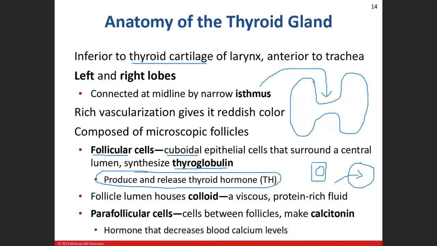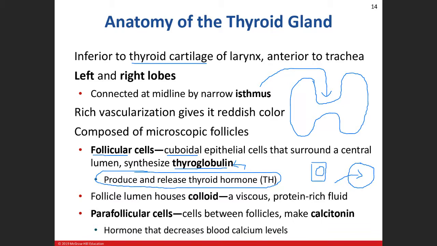Got it? Thyroid hormone, thyroglobulin, helps with our metabolism.